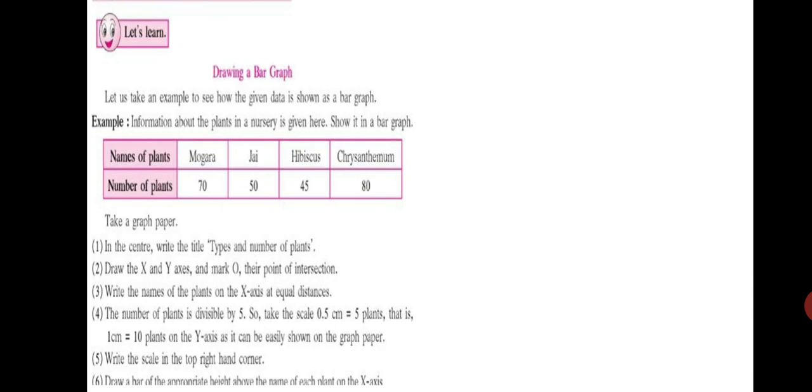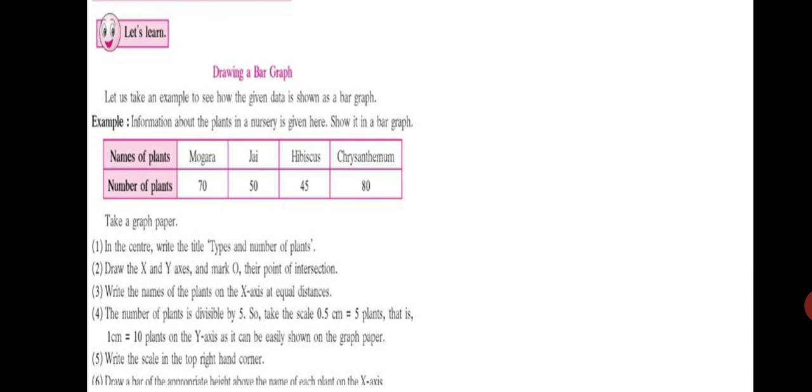Example: information about the plants in the nursery is given below. Show it in a bar graph. So the names of the plants are given: mogra, chai, hibiscus, chrysanthemum. And number of plants: 70, 50, 45, 80. So our first step will be to take a graph paper. Remember students, in this practice set you will require graph papers with you.